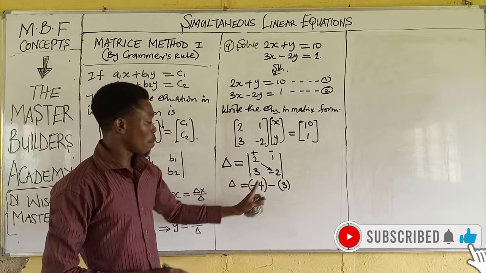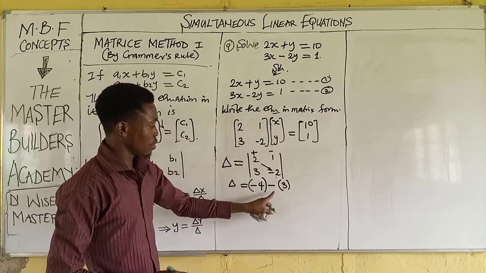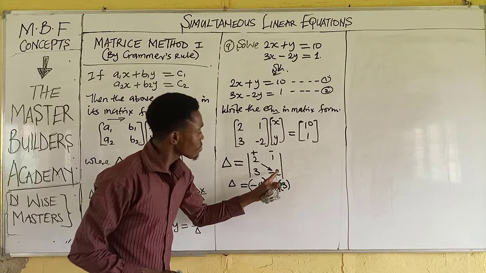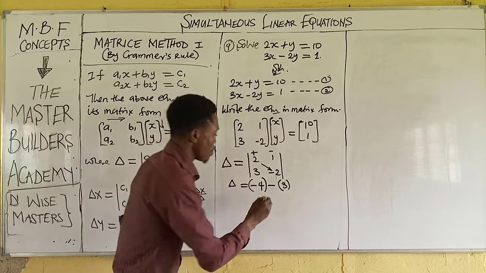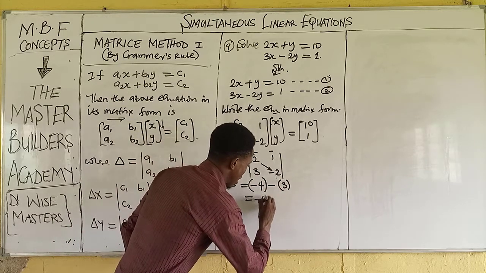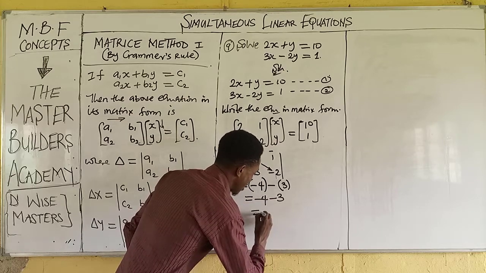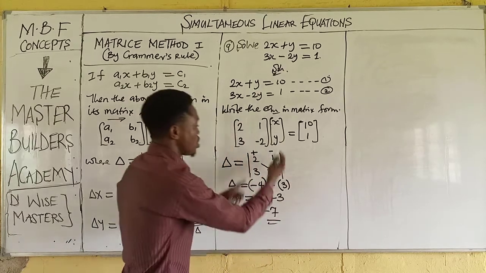2 times minus 2, minus 4. Put down this minus. Now, 3 times 1 is 3. It's as simple as this. All we need to do is to have this as minus 4, minus 3. And the determinant to this is 7. Of course, you can do this thing in one line.